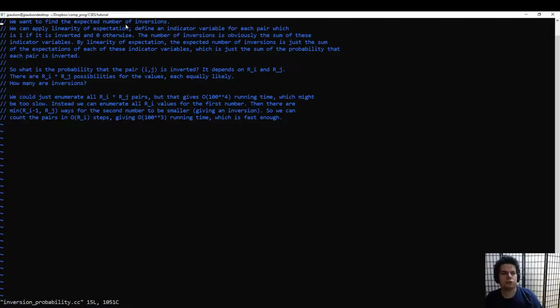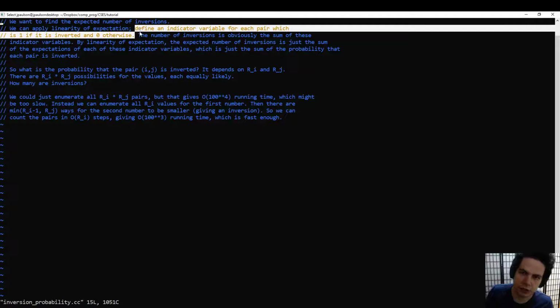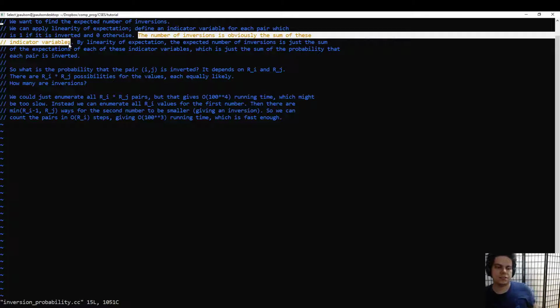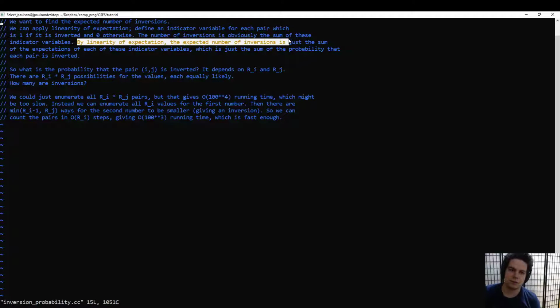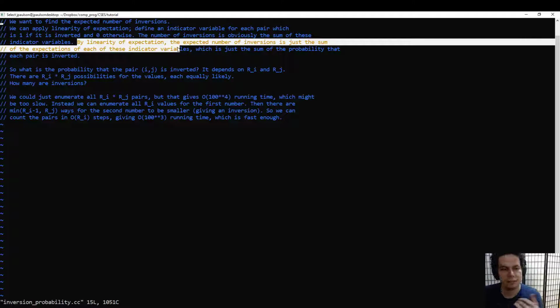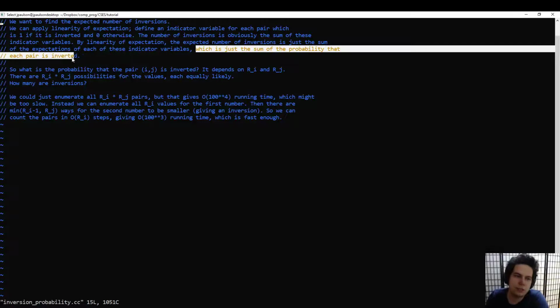So it's actually another linearity of expectation problem using indicator variables. So if we define an indicator variable for each pair, which is whether or not it's inverted, then the number of inversions is just the sum of those indicators. Linearity of expectation says the expected number of inversions is just the sum of the expectations of each of the indicator variables. And the expectation of an indicator variable is just the probability that the thing happens.